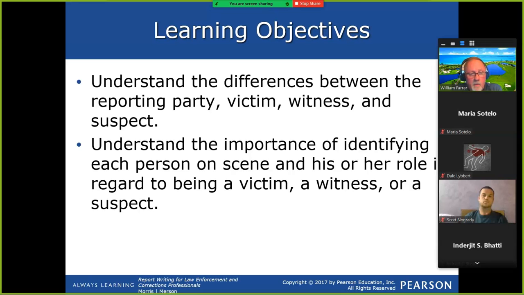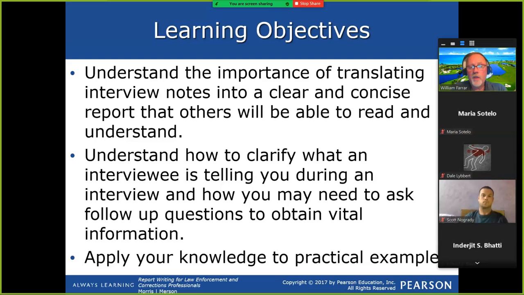So it's good to at least differentiate between who these individuals are and the fact that there could be a little bit of overlap. We want to understand the importance of identifying each person on scene when you get to the scene of a crime or some type of report call, etc., and that person's role in regards to being a victim, a witness, or a suspect, because definitely how you handle them, how you talk to them, how you prepare to interview them or interrogate them is really going to depend on who they are. We definitely want to understand the importance of translating that interview, or your interview notes, into your report that others are going to be able to read and understand.